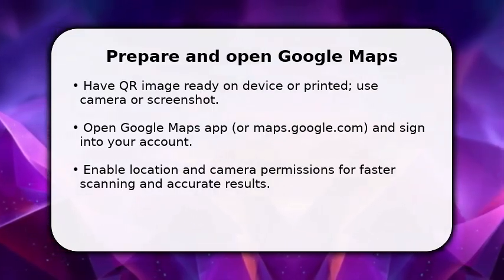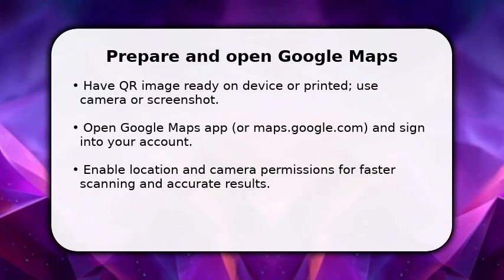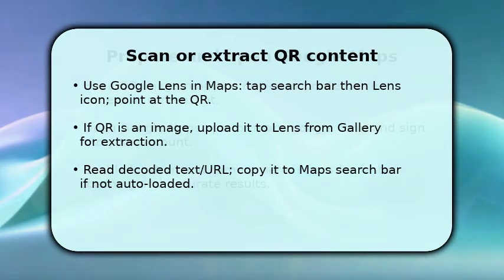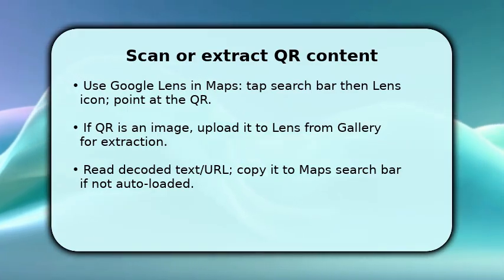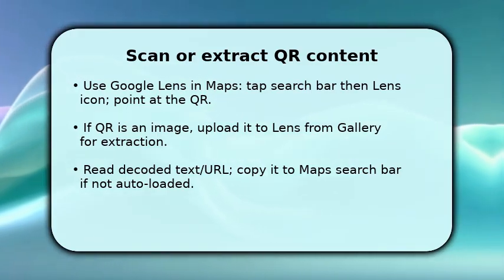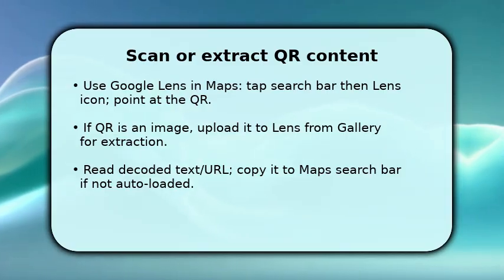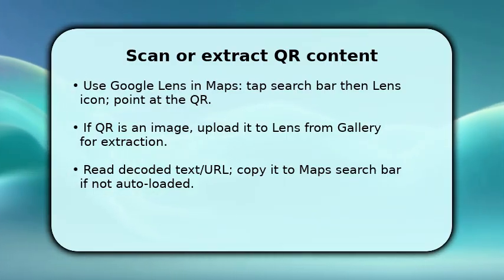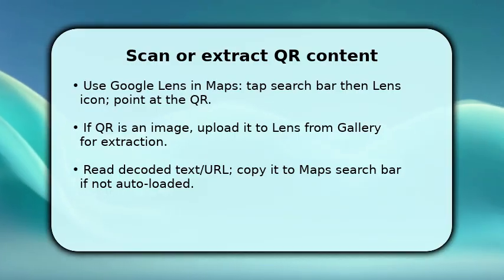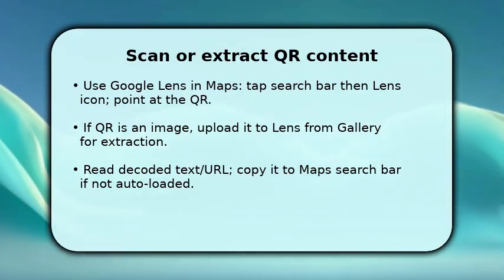Next, use Google Lens inside Maps or the standalone Lens app to decode the QR. Tap the search bar and choose the Lens icon, then point at the physical code or select the screenshot from your gallery. Lens extracts the embedded URL or location text. If the QR contains coordinates or an address, copy that data. You do this because Lens translates images into actionable links and text.